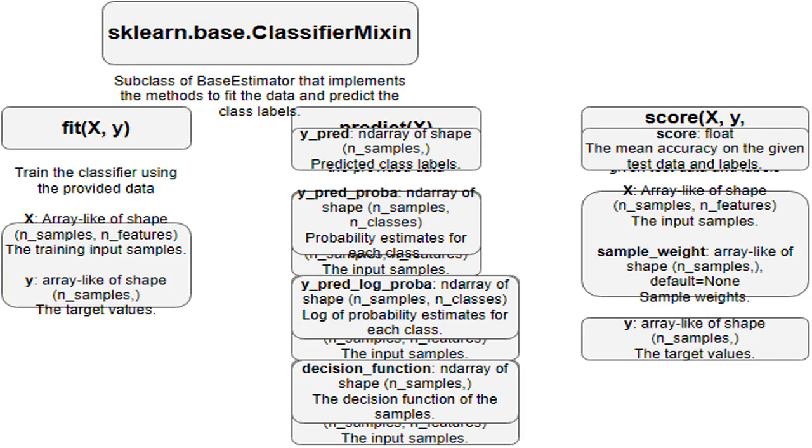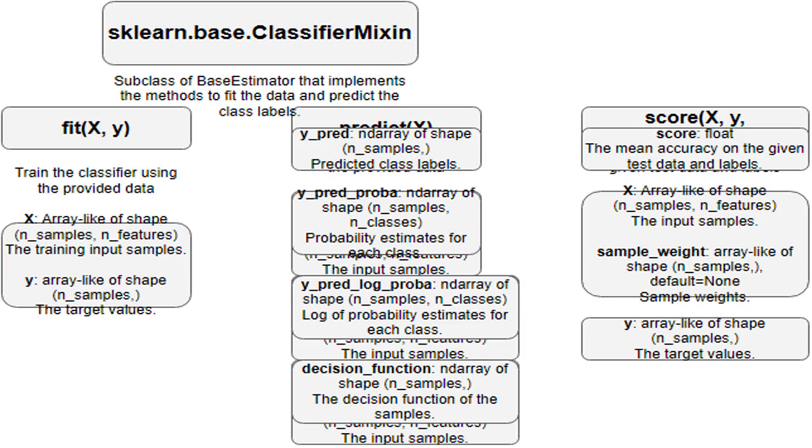predict_proba: returns the probability of the sample for each class in the model. X: array-like of shape (n_samples, n_features), the input samples. y_pred_proba: ndarray of shape (n_samples, n_classes), probability estimates for each class.